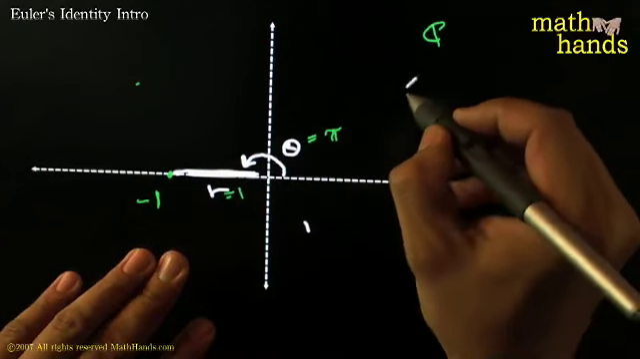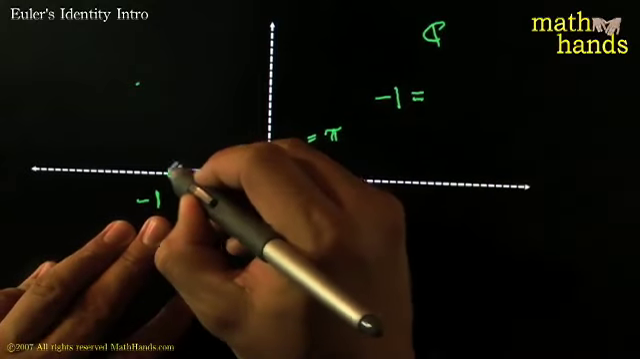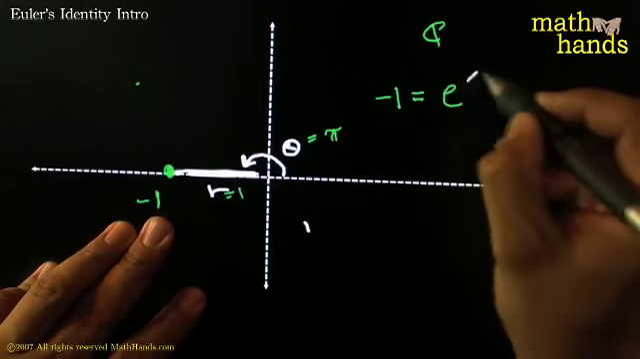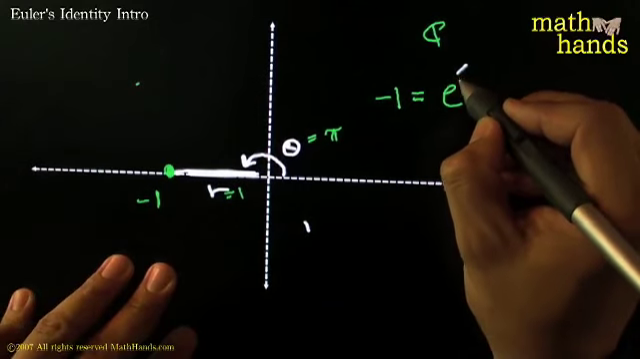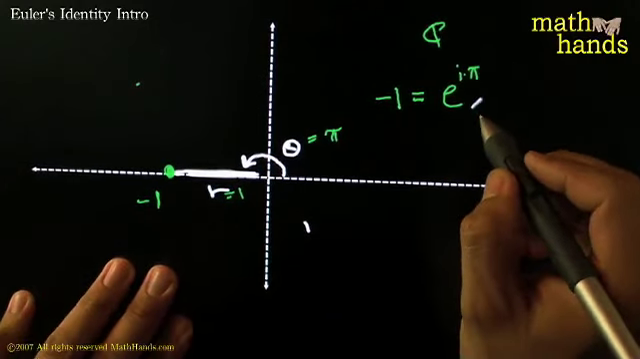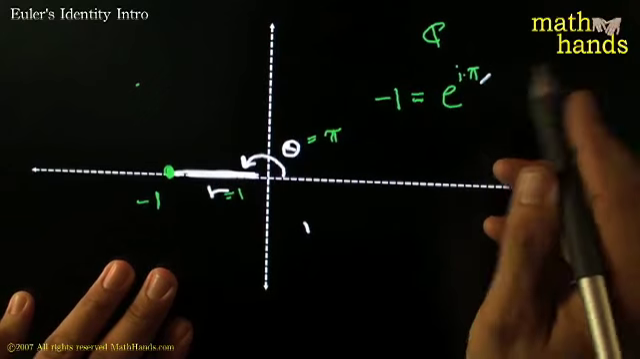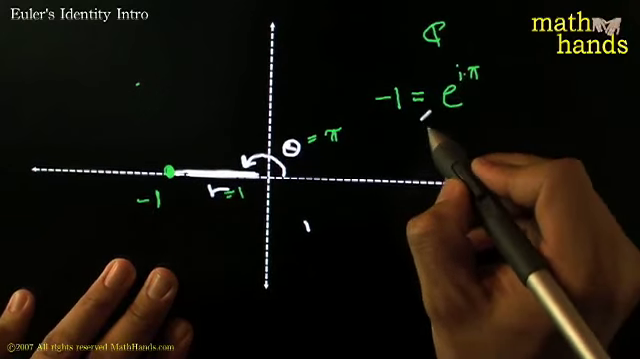So here's another crazy way to look at it. -1 is equal to e, the r is 1, so I won't even write it, r is 1, to the i times pi. Whoa, whoa, whoa. And now you have something amazing here, something timeless.